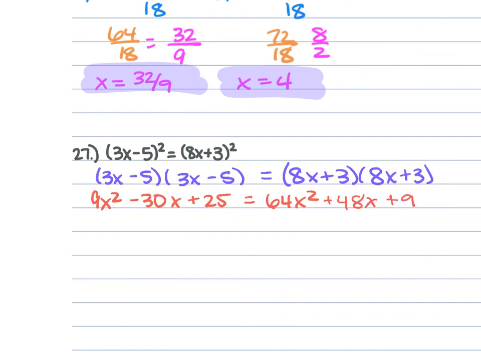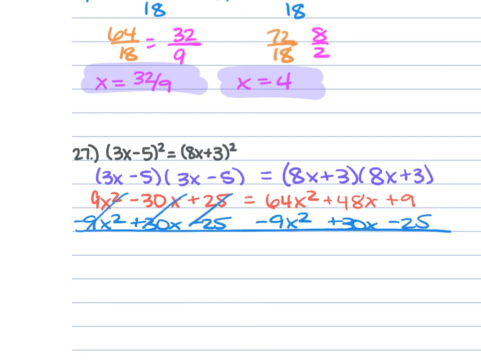So from here, I'm going to move my 9x squared to the other side. The 30x I'm going to add to both sides. And the 25 I'm going to subtract from each side. So 64 minus 9 gives me 55x squared. The 48 plus 30 gives me 78x. And the 9 minus 25 gives me a negative 16.